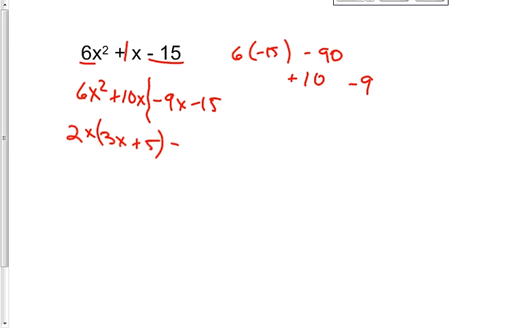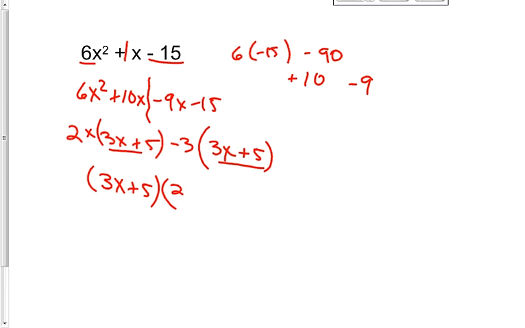9 and 15, we'll take out a 3, so we're really dividing out a negative 3. Dividing out that negative 3 leaves us with 3x, and negative 15 divided by negative 3 is positive 5. Now, your brackets match exactly. Cross that off, write it down one time, and then your leftovers, 2x minus 3.